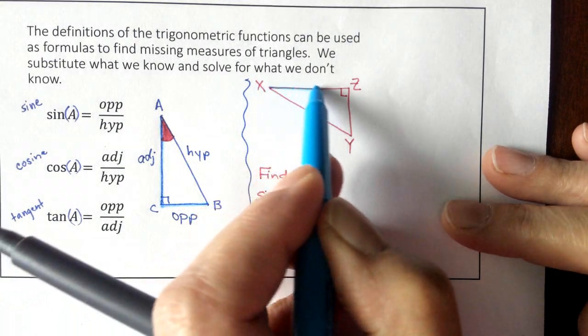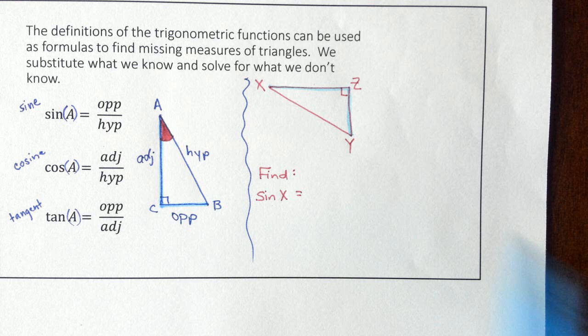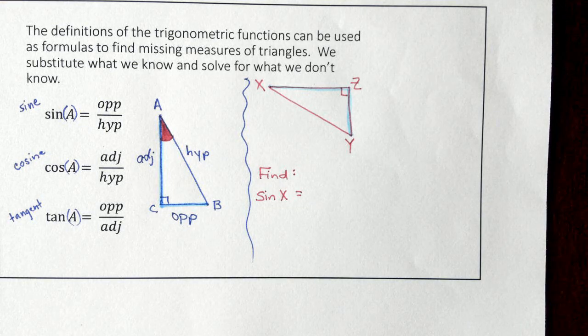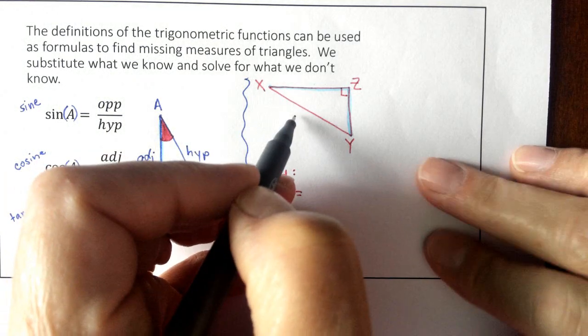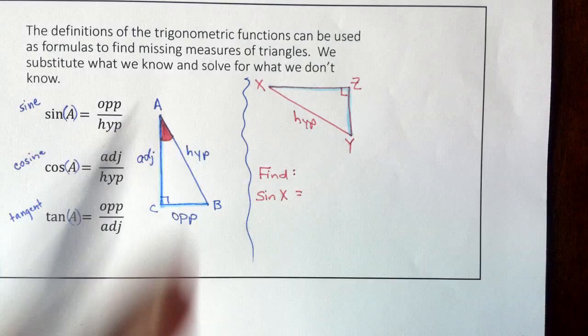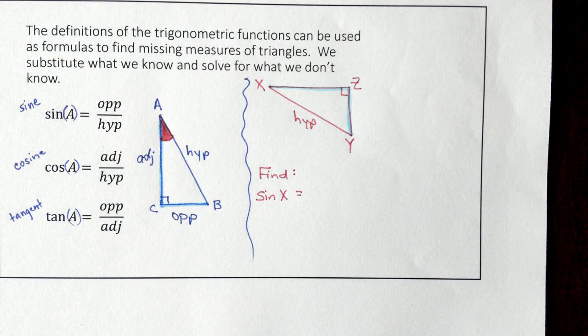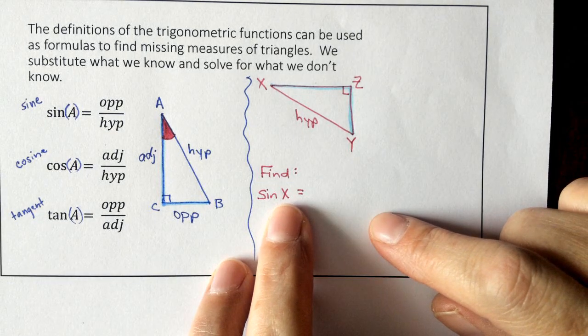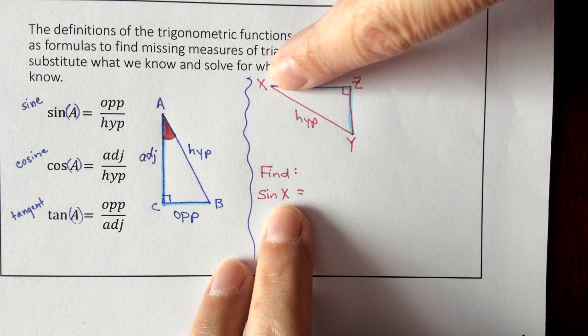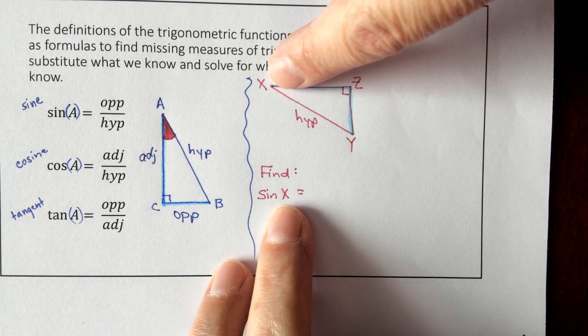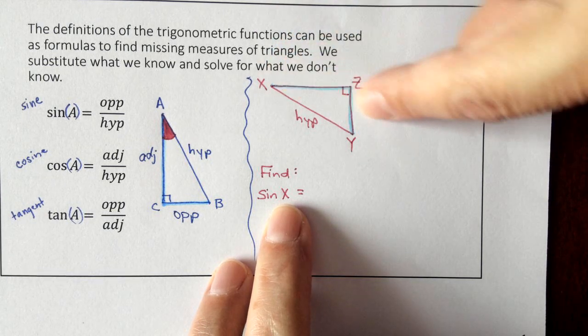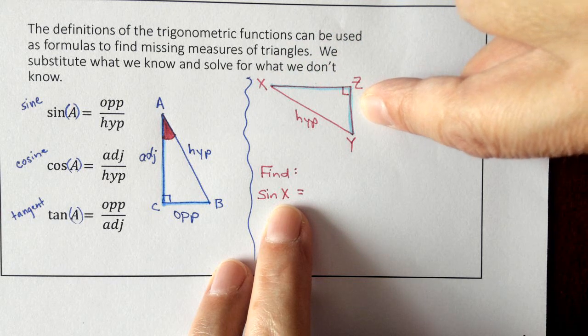If the legs are the top and right sides, then the hypotenuse must be XY. So this side is always the hypotenuse. Now the other two sides, whether they're adjacent or opposite, depends on the angle that you're referencing. So if I'm using X as a reference angle, then everything is done with respect to X. And with respect to X, I know that ZY is going to be the opposite side.